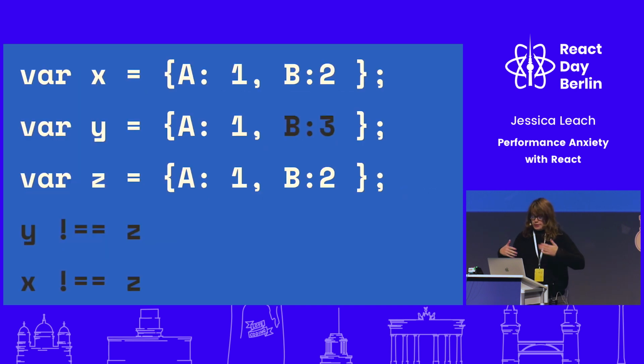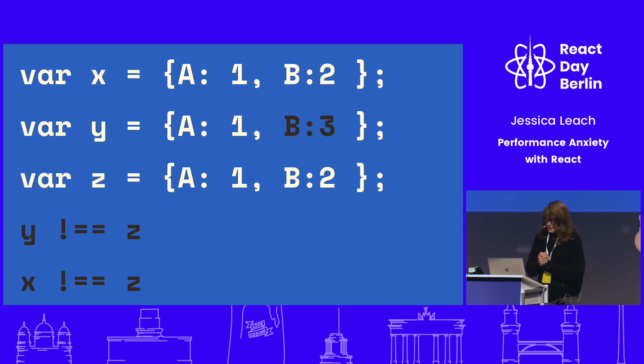Imagine we have three different objects, x, y, and z. X and z contain the same key value pairs. y is different because yb is 3 instead of 2. So x is not equal to y, and y is not equal to z according to shallow comparison, which is what we'd expect.